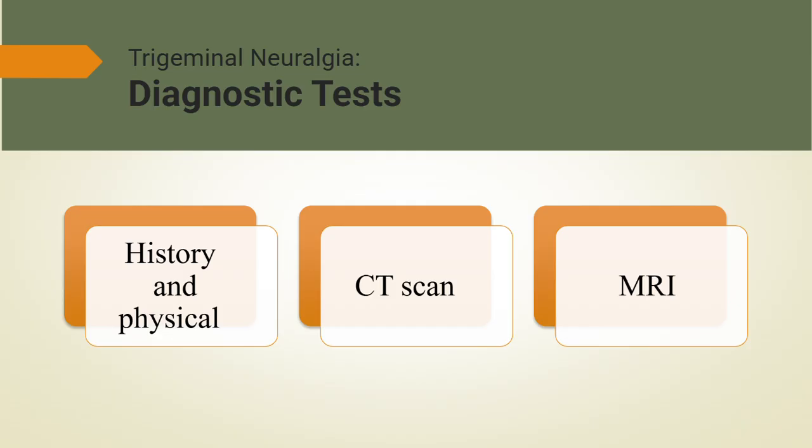MRI can detect blood vessels that may be compressing the trigeminal nerve, inflammation, tumors, or signs of multiple sclerosis. Remember, multiple sclerosis is one of the known causes of secondary trigeminal neuralgia. MRI is especially important for patients who are younger, have atypical symptoms, or have sensory loss, because we need to make sure nothing else is contributing to the nerve irritation.